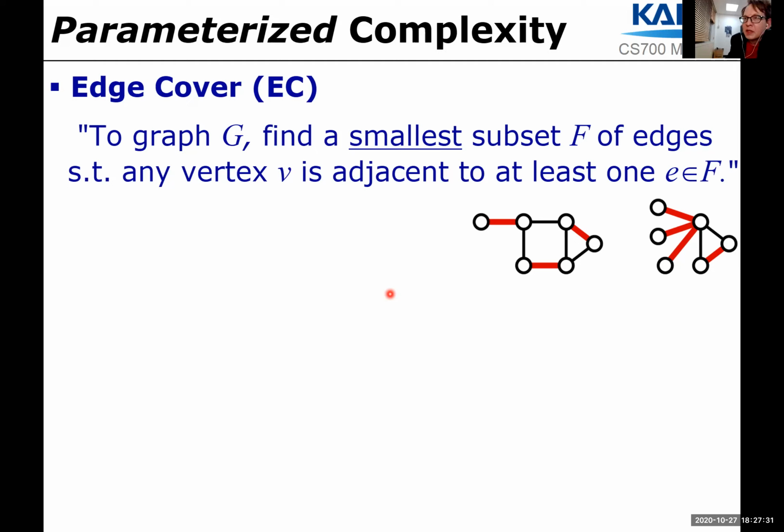If the parameter k is 2, then the answer would be no, because there is no edge cover of size 2 of this graph. And if the input is 4, then still the answer is yes, because there's an edge cover of size 3, then there also is an edge cover of size 4, obviously. For the graph on the right, this edge cover of size 4 is optimal. There is no edge cover of size 3.